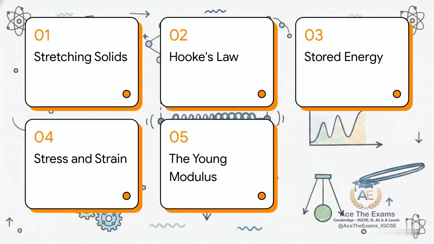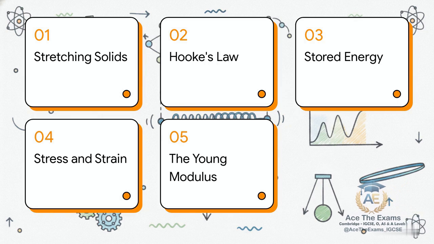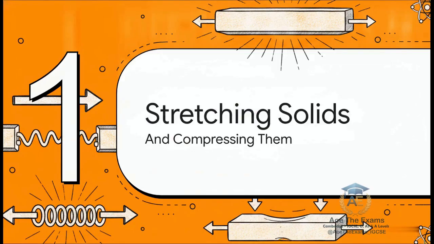Here is our logical progression for today. We're looking at 1. Stretching and compressing solids, 2. Understanding Hooke's law, 3. Energy and deformed materials, 4. Defining stress and strain, and finally, 5. The Young modulus. We're going to start with simple springs and build all the way up to the master equations that literally shape our modern world. Let's get to it.